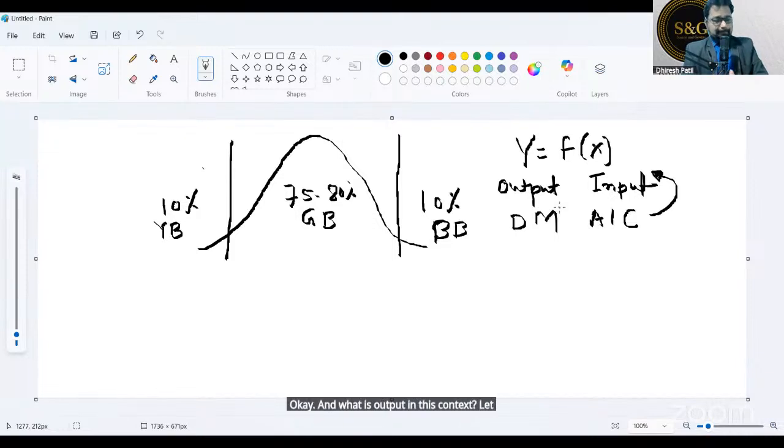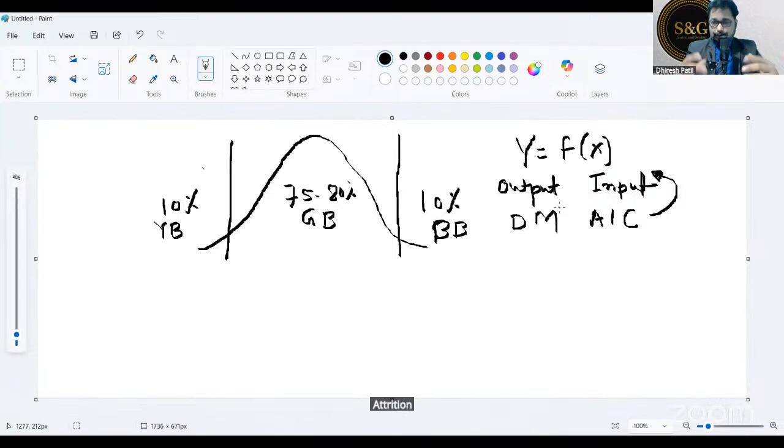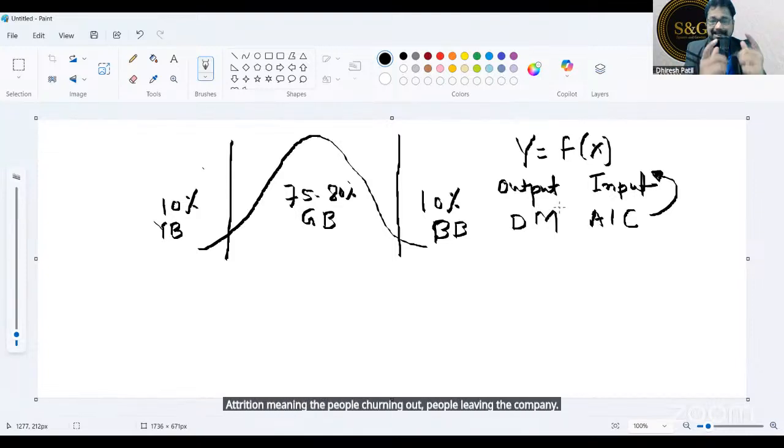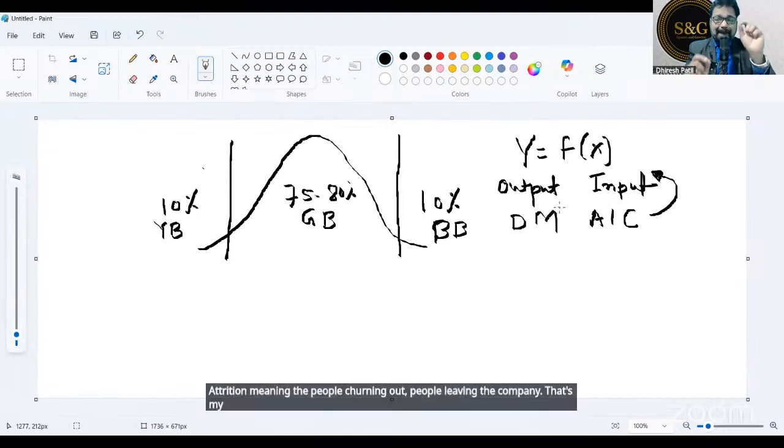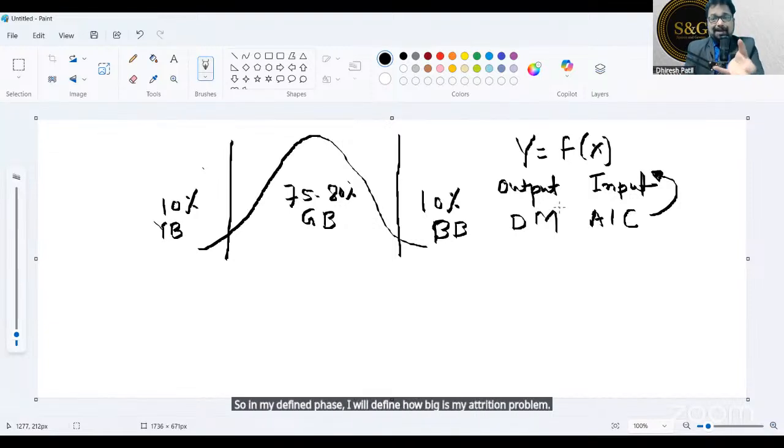Let's say, for example, I'm from HR and I'm doing a project in attrition reduction. Attrition meaning the people churning out, people leaving the company. That's my project, so my output will be attrition. So in my define phase, I will define how big is my attrition problem. In the measure phase, I will collect the data about attrition. Understand this? When I say define and measure, we focus on output.